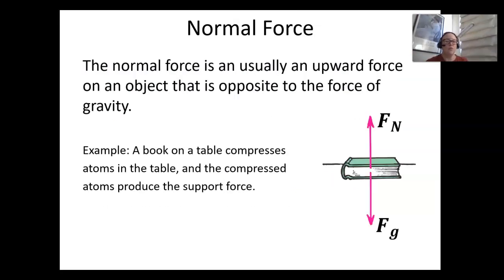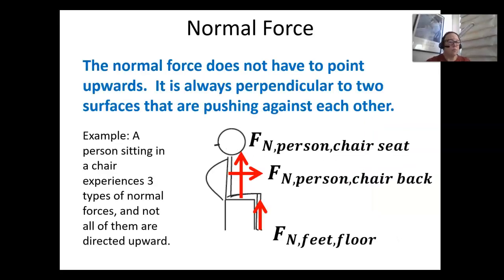So the normal force is usually an upward force that is equal in magnitude but opposite in direction to the gravitational force. So here's an example of a book sitting on a table. The weight of the book is the gravitational force on the book, and that points downward toward the center of the Earth. The normal force that the table is exerting on the book is represented as this F sub n, and it's pointing upward. But normal forces don't have to be opposite of gravity. They can point in any direction.